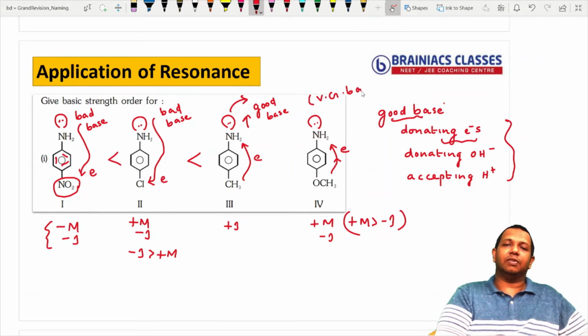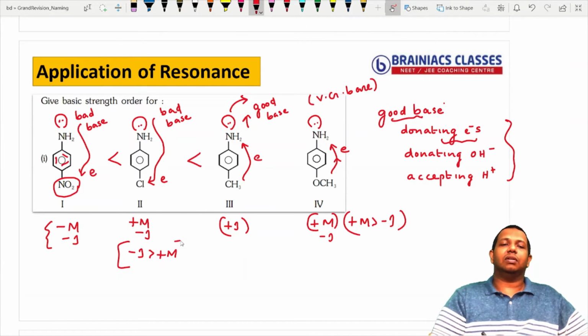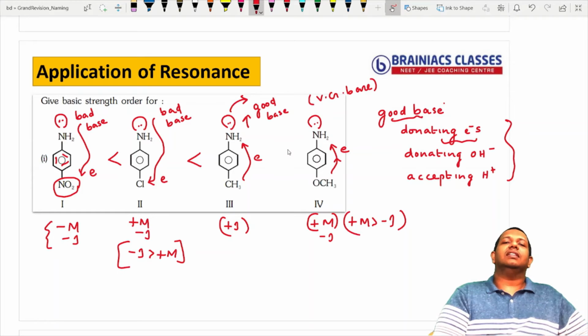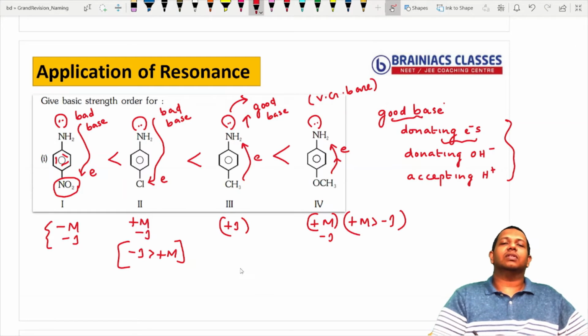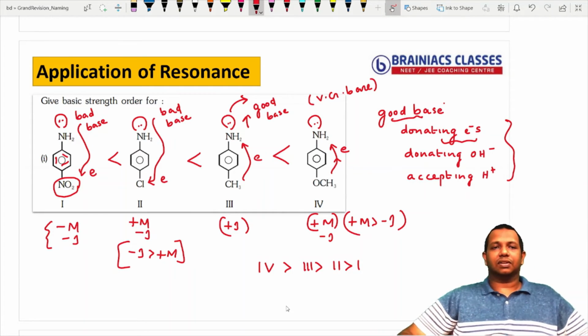Why am I saying it's a very good base? Because it is donating the electrons through the dominant +M effect. Here +I is also there, but +M is always more dominant than +I or -I, except for halogens. So we can say this is a much better base than this one. So the expected order is 4, then 3, then 2, and then 1. This is the correct answer.